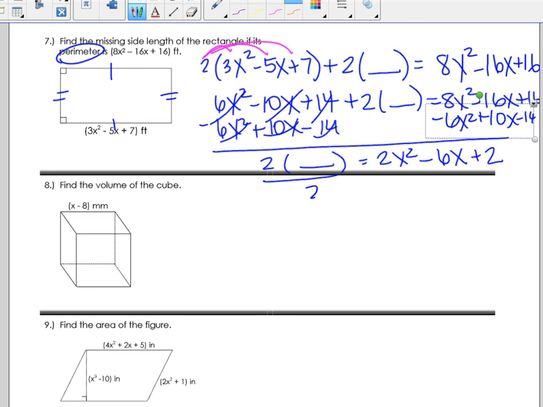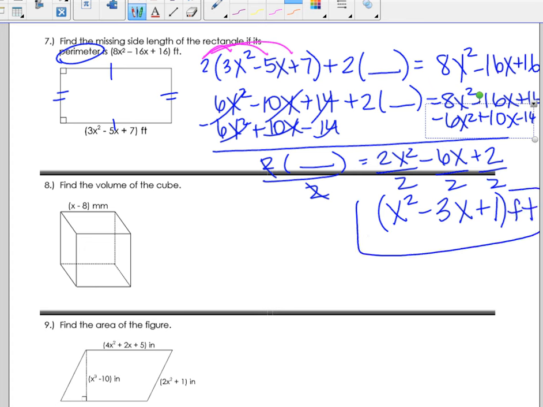Now we're going to divide everything by 2, and it's everything, not just whatever you feel like it. So that missing side that we're looking for is going to be 2 over 2, which is 1, so x squared. Negative 6 over 2 is negative 3x, and 2 over 2 is a positive 1. So that missing side is x squared minus 3x plus 1, and it's in context, so that's feet, and that would be your final answer.